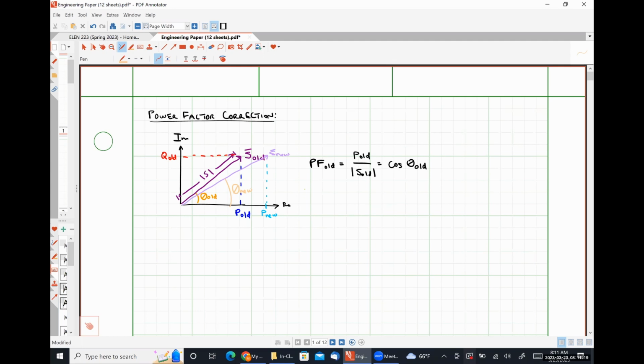So if changing the real part of our complex power isn't the answer, then obviously we need to change the imaginary part of our complex power in order to make our power factor better. So I'm going to erase this S new thing because once again, it's really dumb to do it that way, even if mathematically it works.